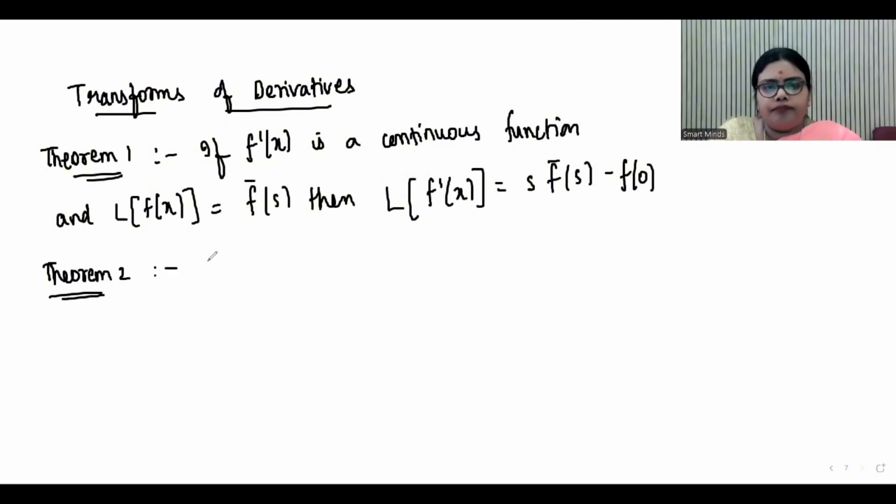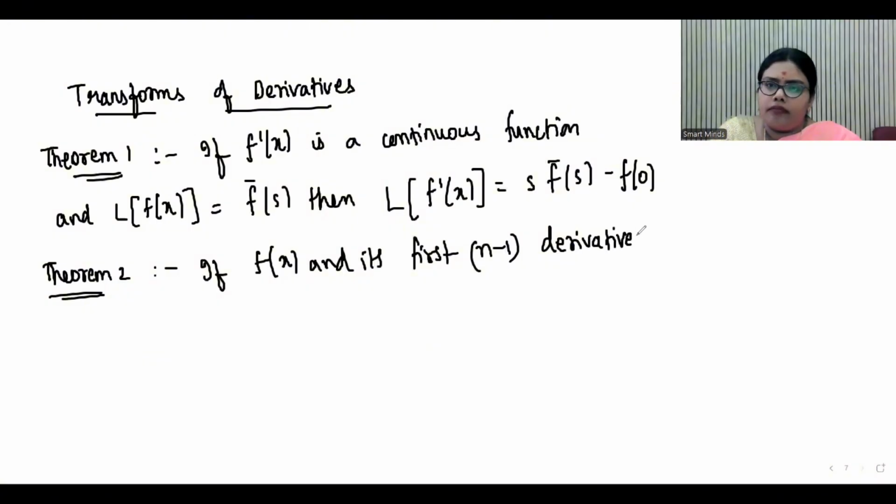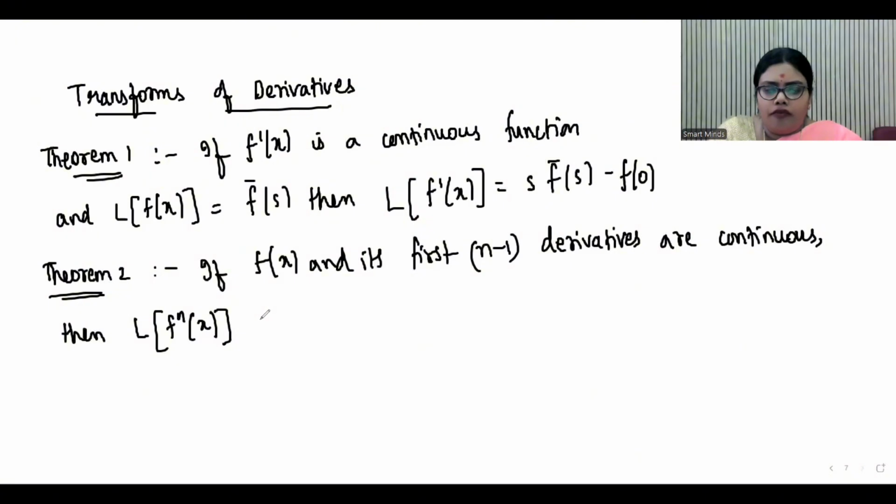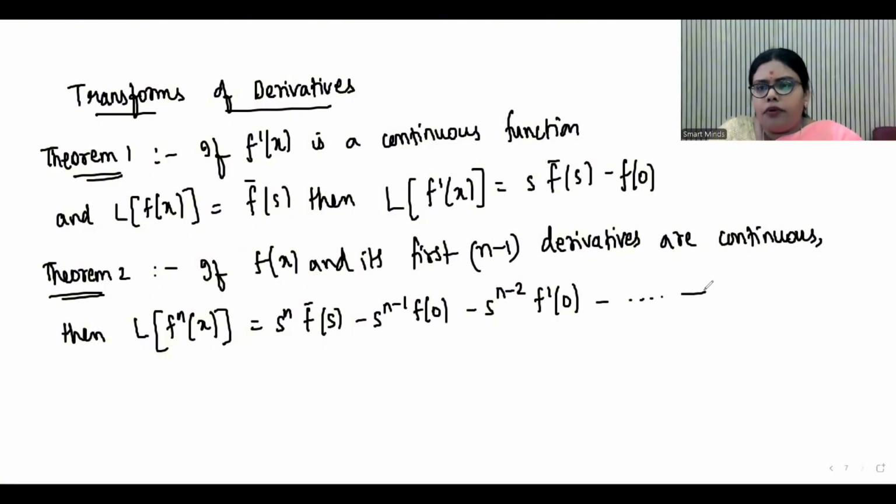Next is theorem 2. Second theorem is, if f of x and its first n minus 1 derivatives are continuous, then L of f power n of x is equal to s power n f bar of s minus s power n minus 1 f of 0 minus s power n minus 2 f dash of 0 minus so on up to minus f power n minus 1 of 0.